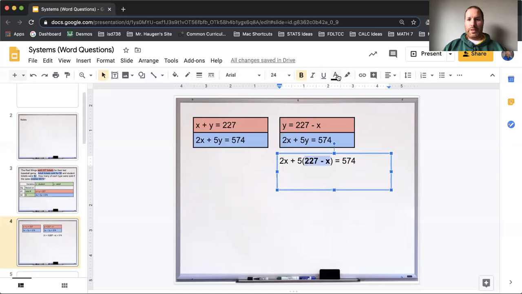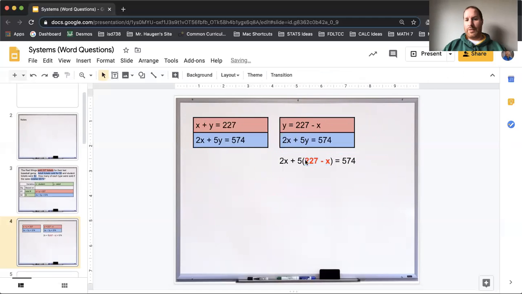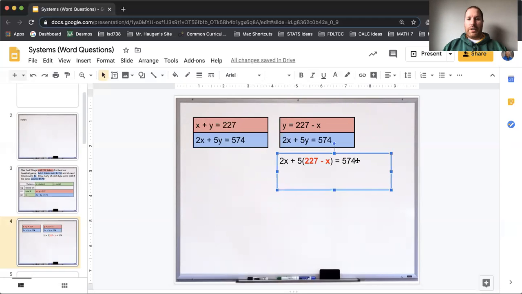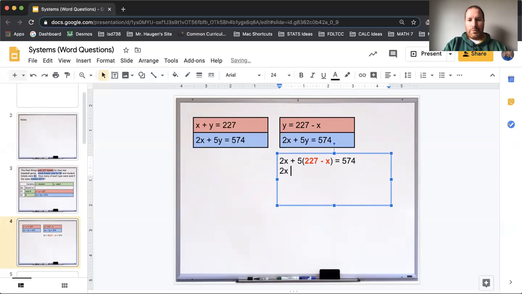We will make that guy actually red. Let's do that instead. So there's that one. And then we just go through and solve. Distribute the 5. And then we go through that one here. So we go in, we got 2x plus 5 times 270.